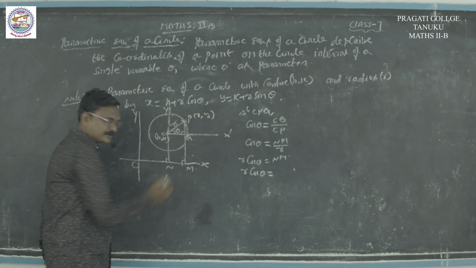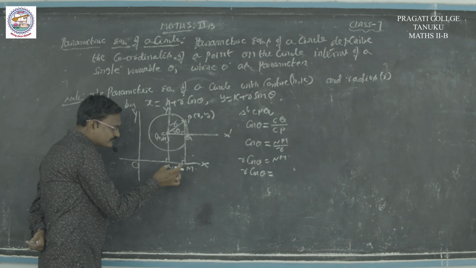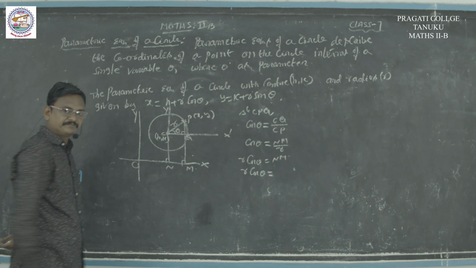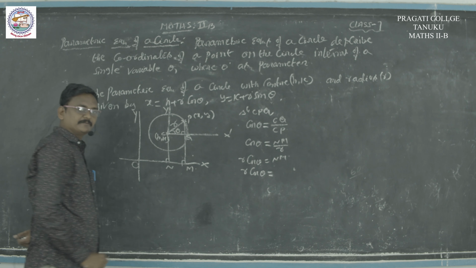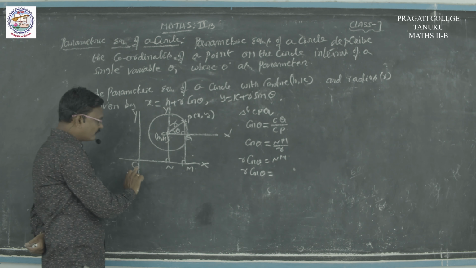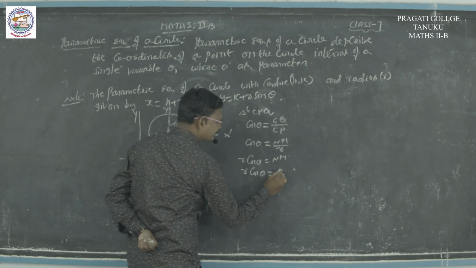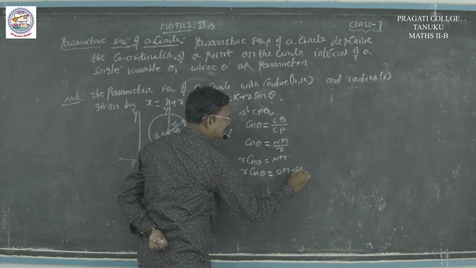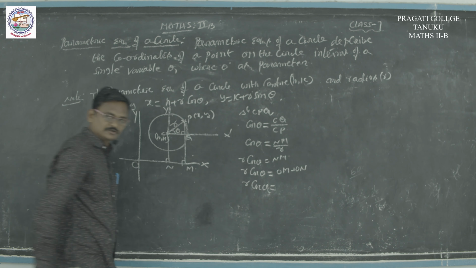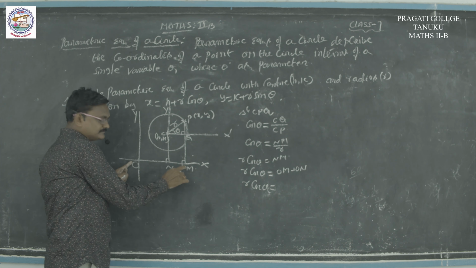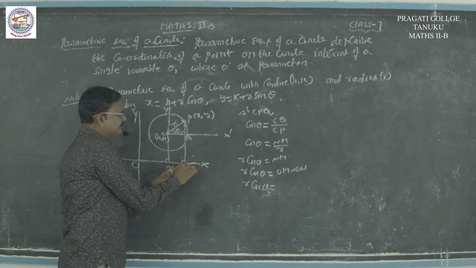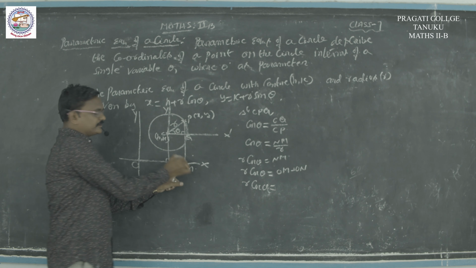From this diagram, NM we can write as OM minus ON. Just follow the diagram, we want NM. NM can be expressed from the diagram as OM minus ON. So OM minus ON. And R cos theta is equal to OM minus ON. OM means this distance is equal to the x coordinate of point P.